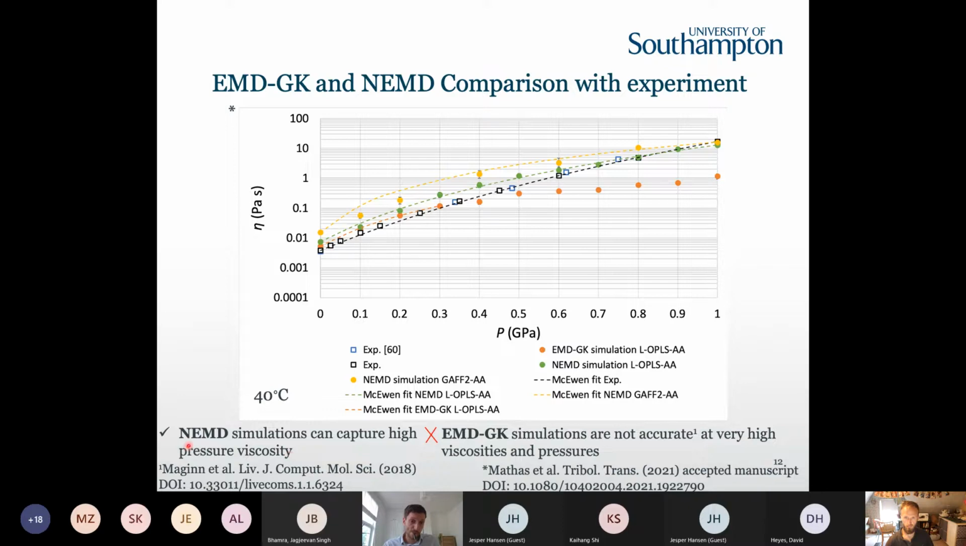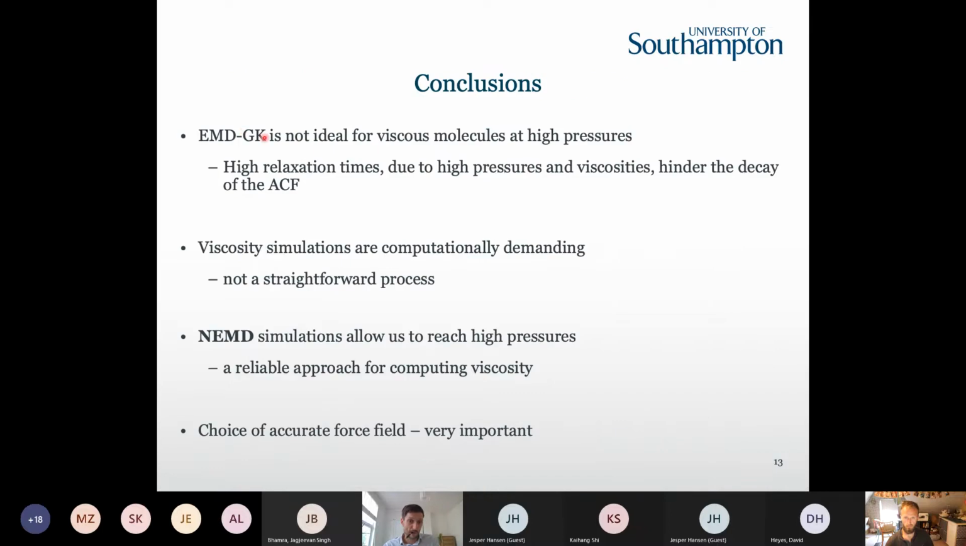So we conclude that NEMD can capture high pressure viscosity, while EMD is not very accurate at high pressures and viscosities, and this is also supported by the literature. To conclude, EMD is not ideal for very viscous molecules at high pressures, and this is because the high relaxation time hinders the decay of the ACF.